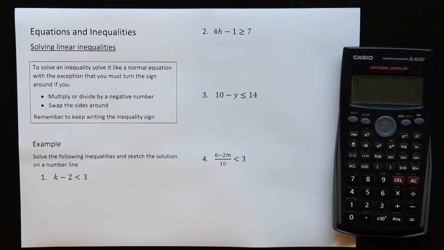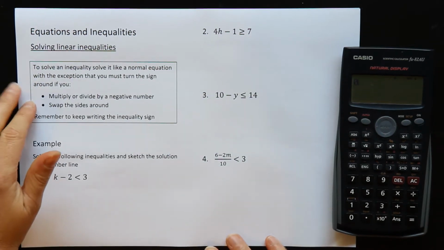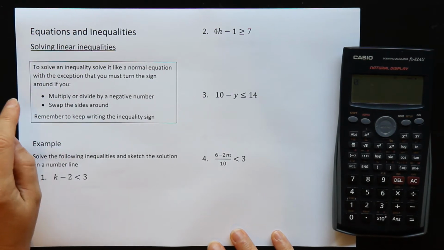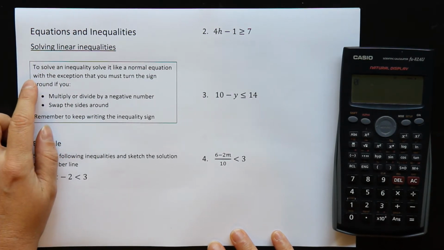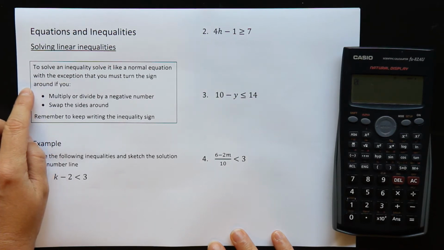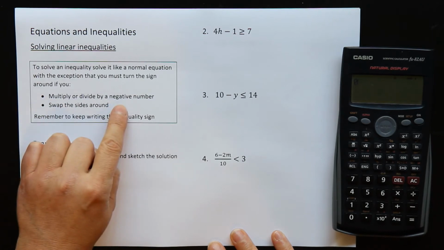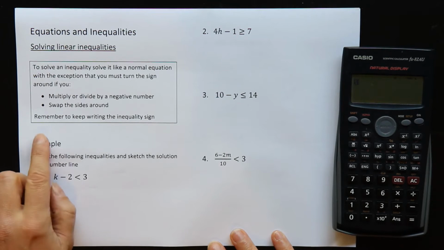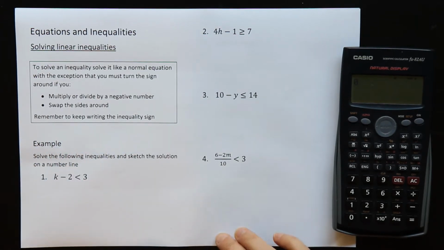Today we're doing equations and inequations, and we're going to solve some basic linear inequalities. Here are the rules you need to know. To solve an inequality, you solve it just like a normal equation, with the exception that you must turn the sign around if you multiply or divide by a negative number, or you swap the sides around. Remember to keep writing the inequality sign as you go.